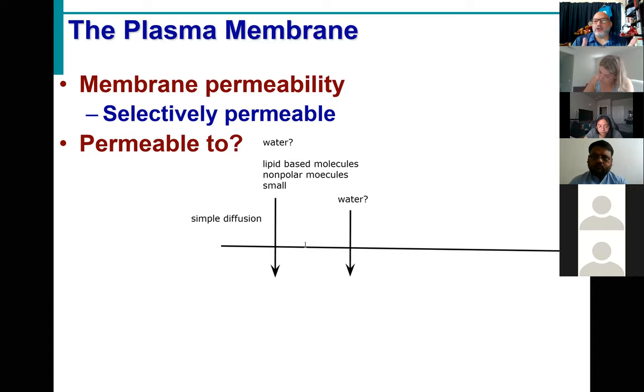That does mean if we add more cholesterol and make the membrane firmer, it makes it harder for water to get through. And that's why things like aquaporins, special proteins, can help it in. Now, water moving through the plasma membrane without any help is indeed simple diffusion of water.